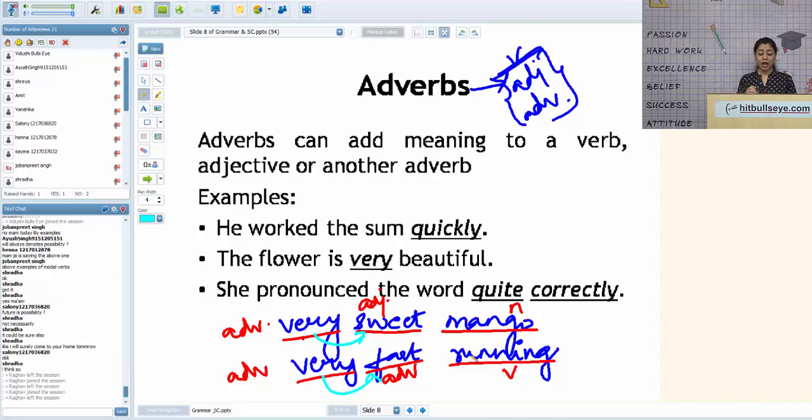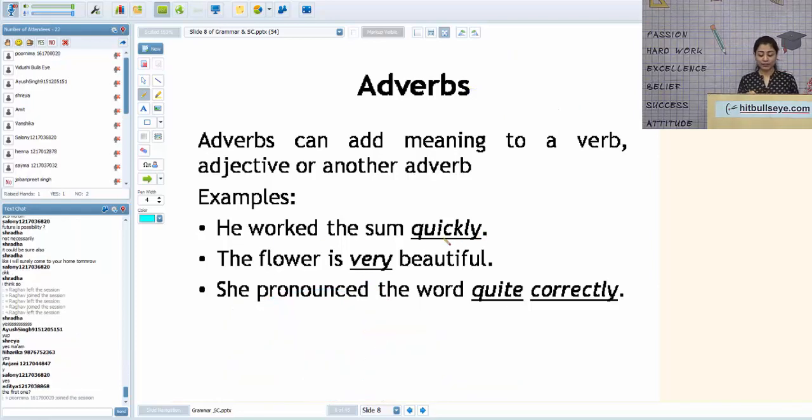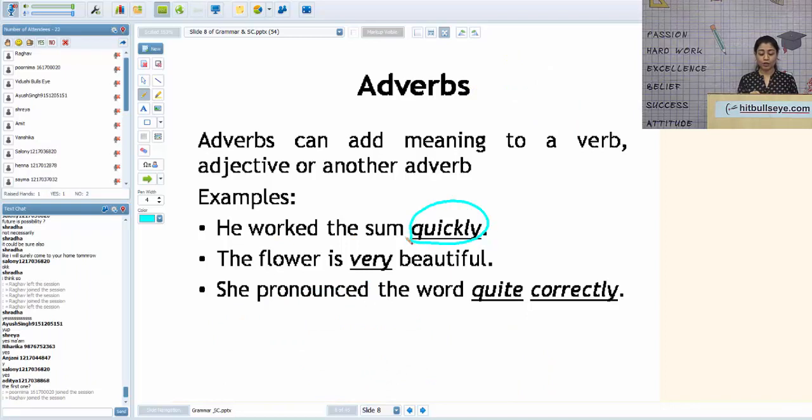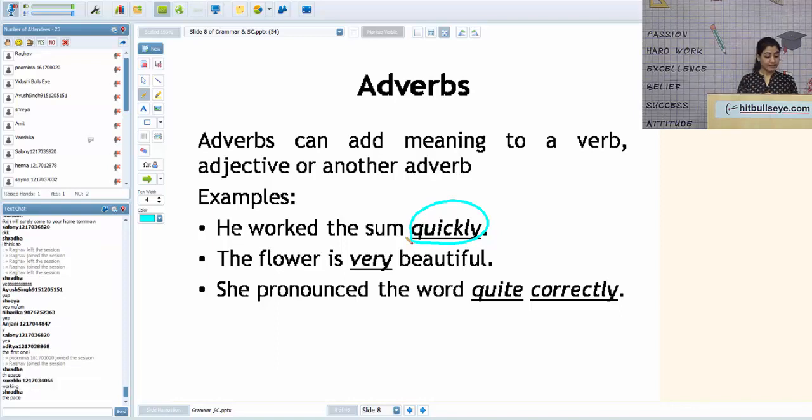So we see here how an adjective defines a noun, an adverb defines a verb, an adverb on the other hand also defines an adjective and another adverb. I hope this example is clear to all of you. Moving on, he worked the sum quickly. So, quickly defines what? Yes, Aditya, the first question, the first example. Yes, you're right, quickly defines the pace, how he worked, right? So, worked being a verb here and quickly being the quality of worked.